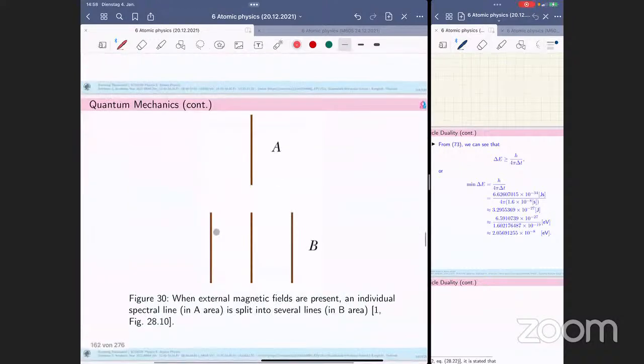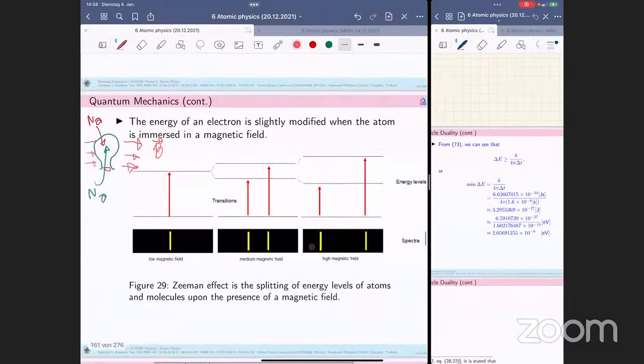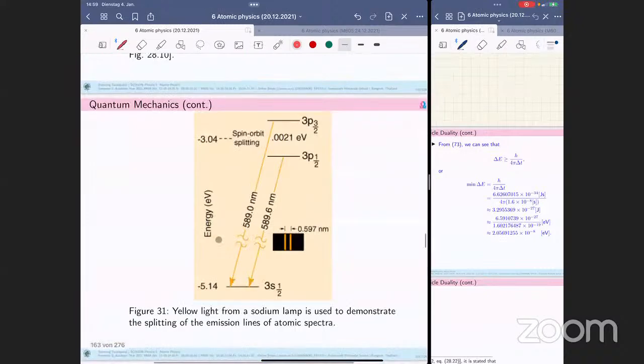When an external magnetic field is present, an individual spectral light A, the original one without any magnetic field, will be split into several lines like in B. That's the effect which is called the Zeeman effect. I don't know who was the first person who observed this, who did this experiment first.